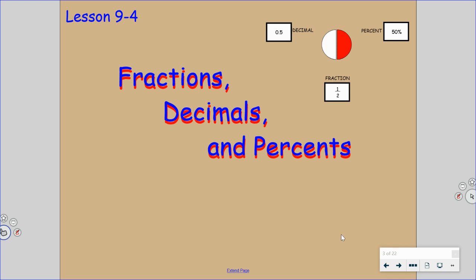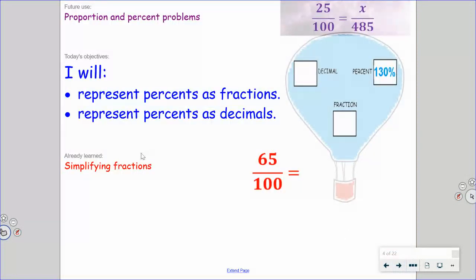And welcome, ladies and gents, to Chapter 9, Lesson 4. We're talking here about fractions, decimals, and percents. Particularly sooner or later, if I give you one of those representations, whether it's a picture, a decimal, a percent, or a fraction, if I give you just one, you should come up with the others. And so our objective for the day is to represent percents as fractions, in simplest form, of course, and as well to represent percents as decimals.